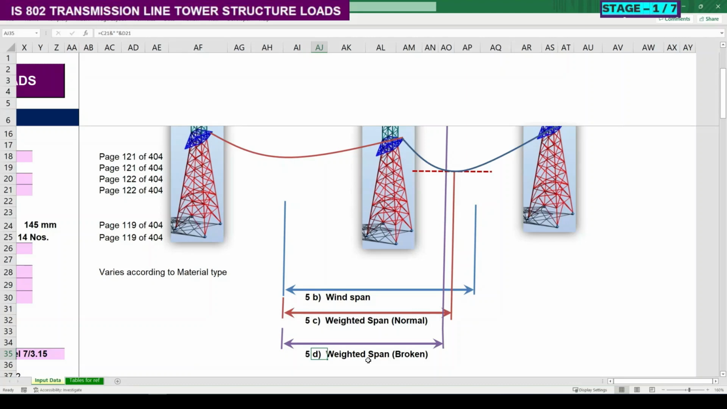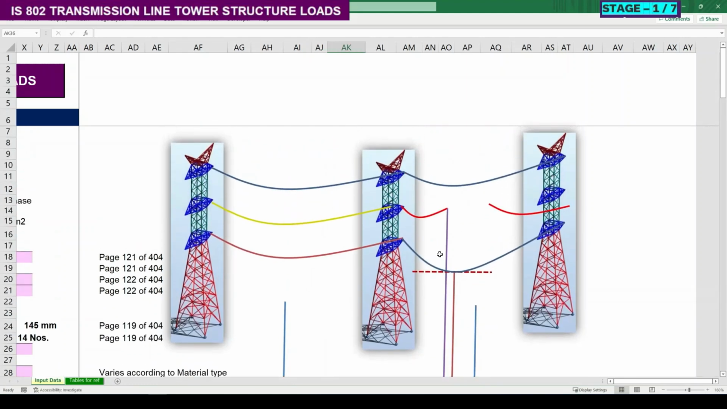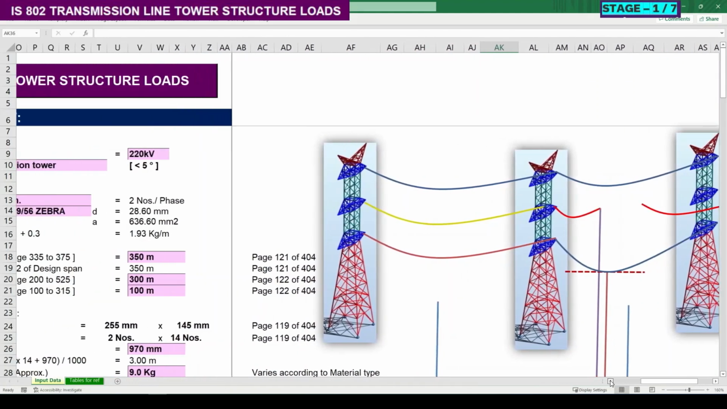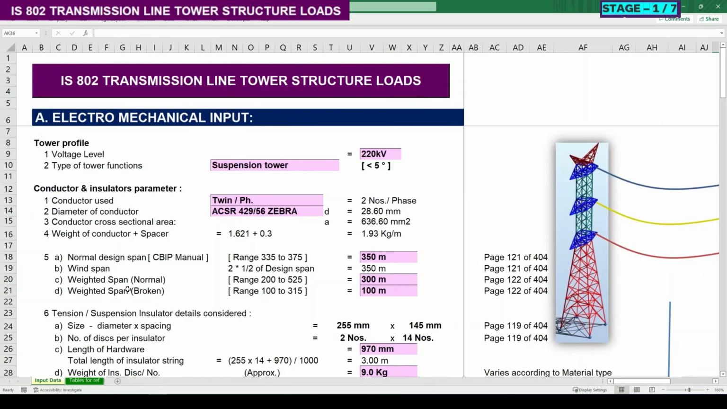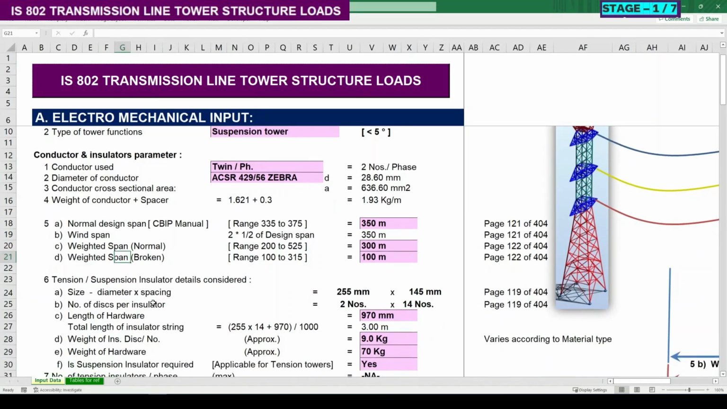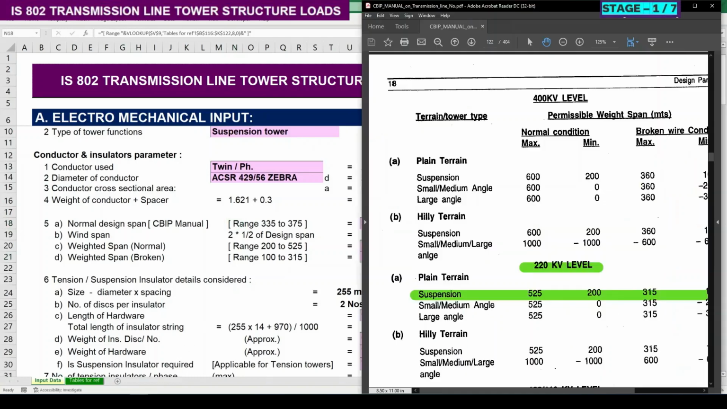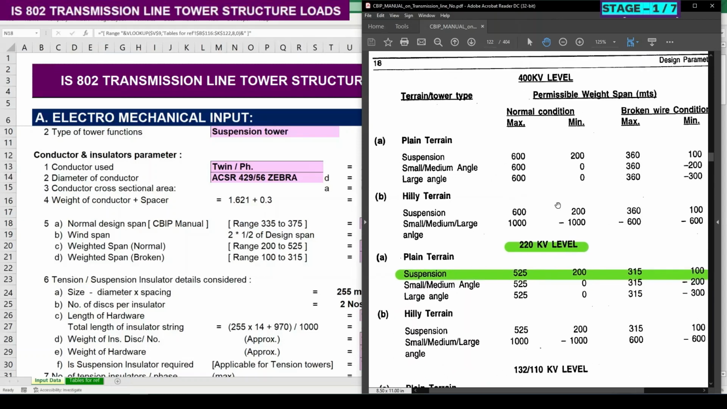So the self-weight of the conductor we need to consider only as per the broken wire span. So this is fundamental in calculating the various spans, like design span, wind span, weighted span normal condition, and weighted span broken condition. There are certain regulations, and the range of dimensions of the conductor are given in this CPAP manual.